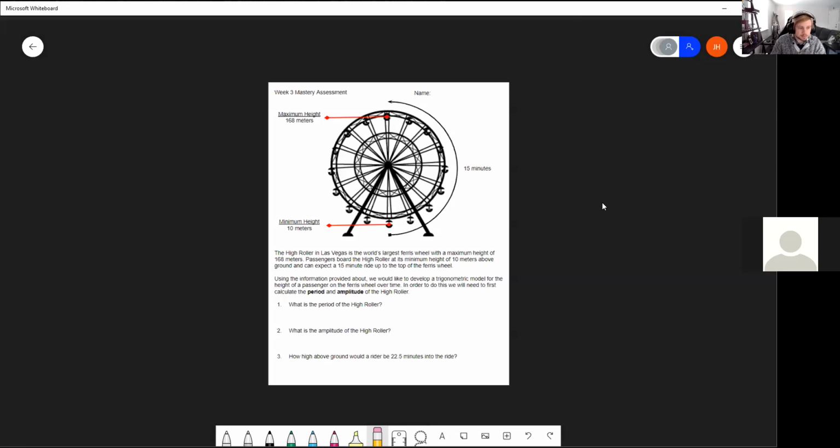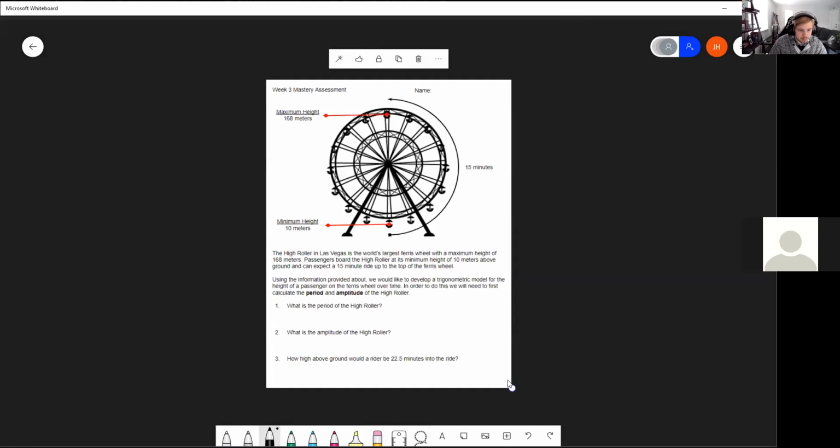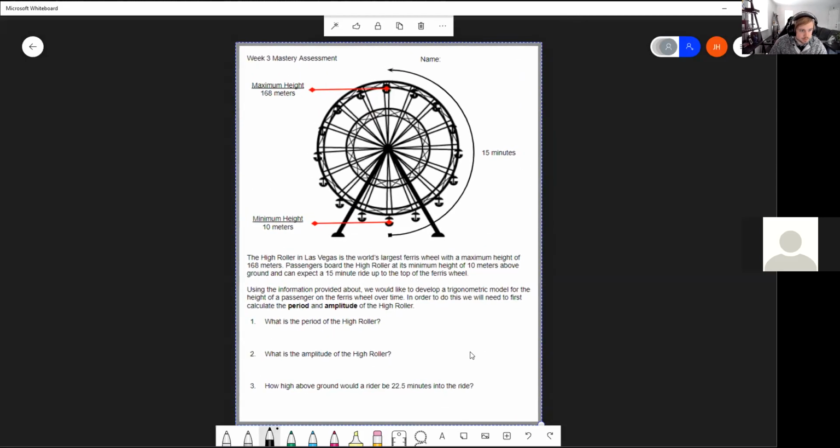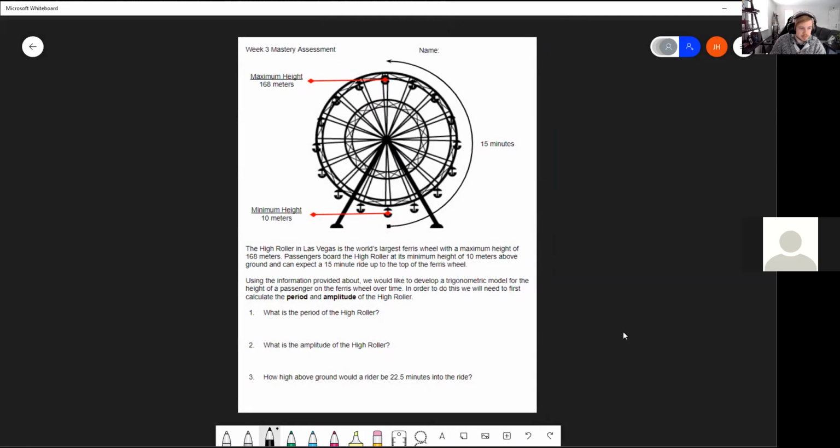First of all, it asks us what is the period, right? I'm going to make this a little bit bigger for us. Remember, guys, the period was the amount of time it took to do a full revolution or complete one cycle. You can see here that the high roller took 15 minutes to go from the minimum to the maximum, right? So one full revolution would be double that. It would be 30 minutes.